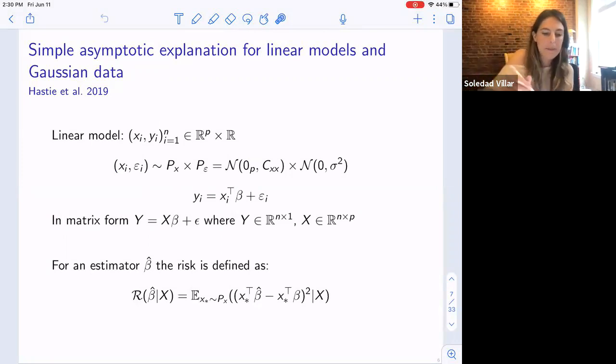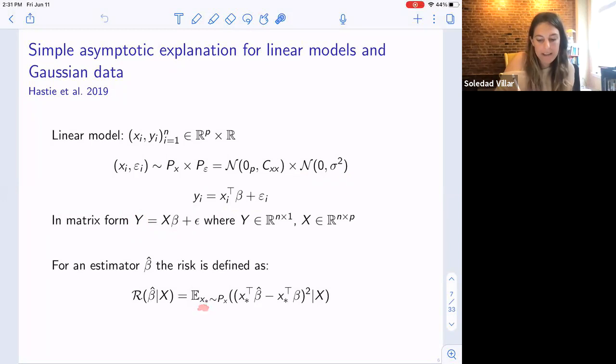This example is from a paper by Hastie and collaborators in 2019. Basically, let's consider a simple model. My x's are a sample from a Gaussian, and my y's are x times beta plus some epsilon, which is Gaussian noise. So in matrix form, y is x times beta plus epsilon, a classical linear model.